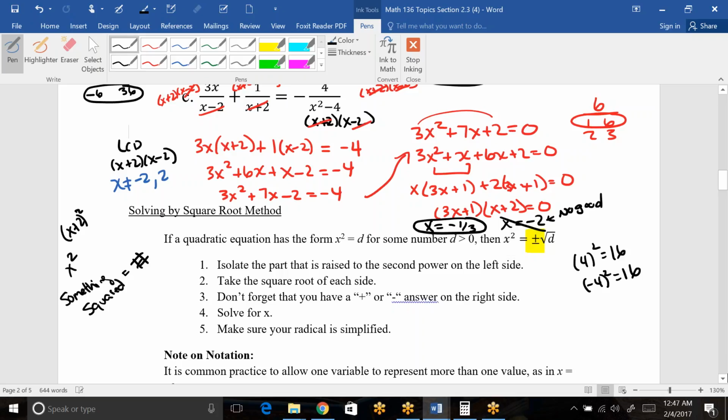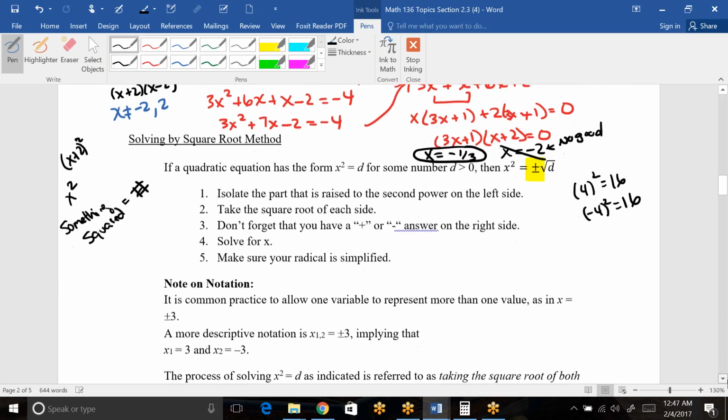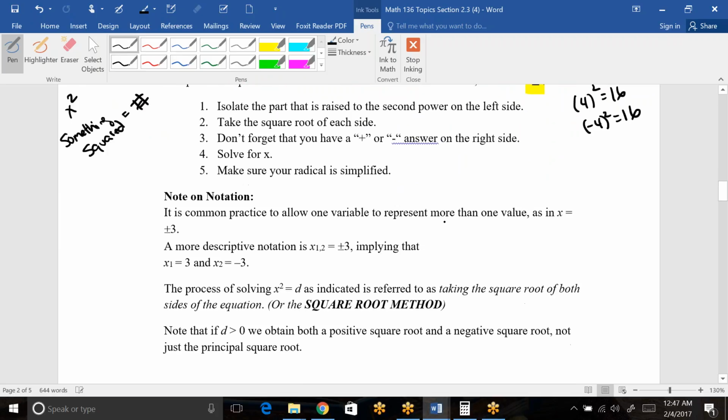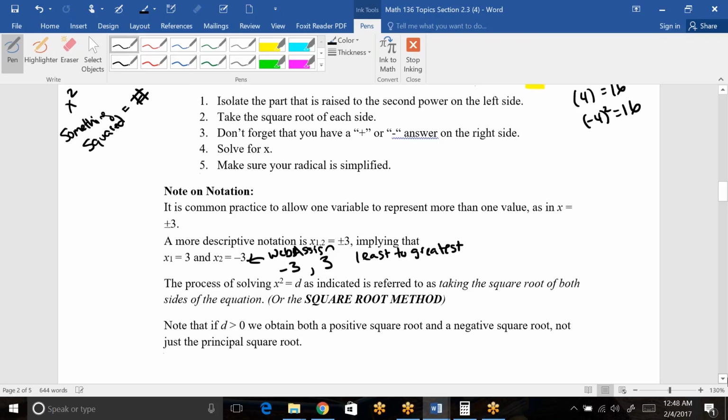Make sure your radical is simplified. Note, it is common practice to allow one variable to represent more than one value, as in x equals plus or minus 3. Another way of writing that is separating it out into 3 and negative 3. And I believe WebAssign makes you separate them out. And not only that, it also wants negative 3 listed first and then 3. It wants it from least to greatest. And it usually will say smallest to largest next to the answer blanks.